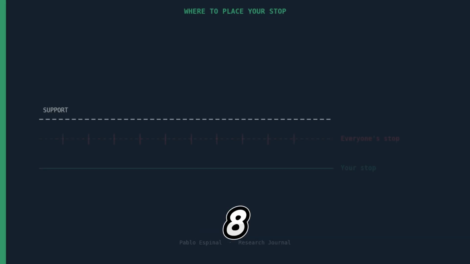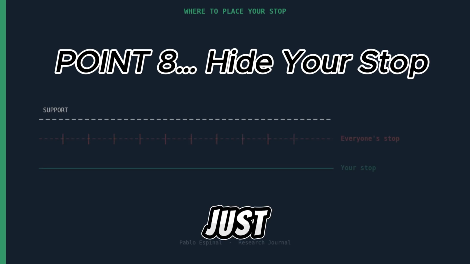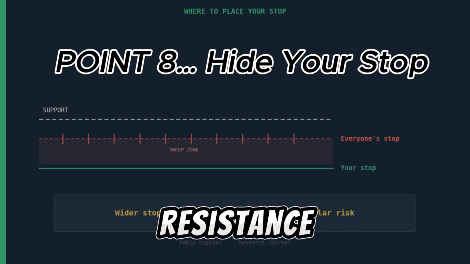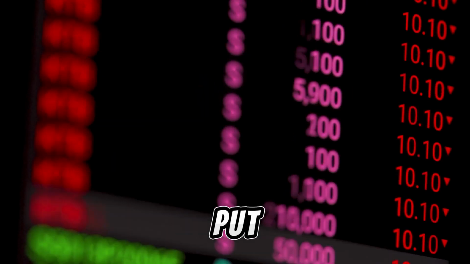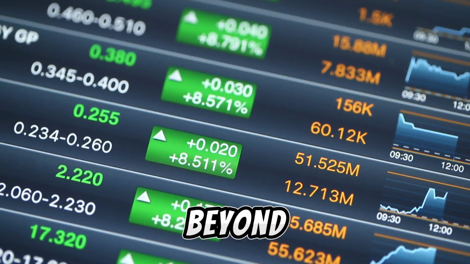On to point 8. The most common mistake is placing your stop at the obvious spot. Just below support, just above resistance. Exactly where the textbook says to put it. That's precisely where the sweep is designed to reach. You need to be beyond that.